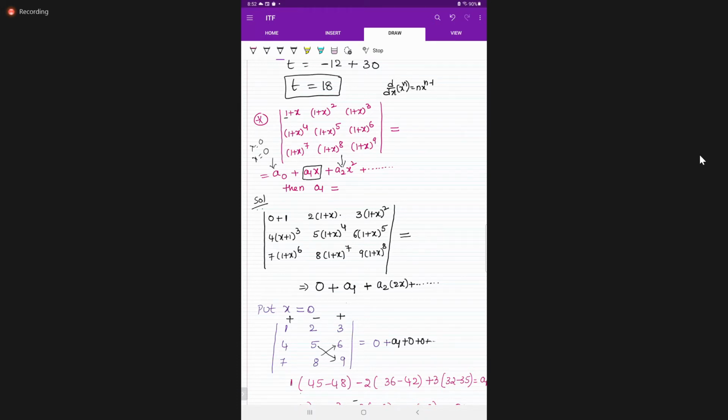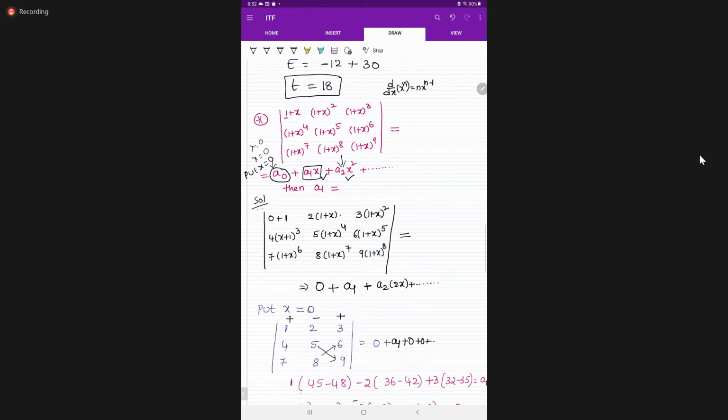Could you repeat, ma? Which one? The same thing which you told now? Yeah. Here in this determinant, we want to find A naught, means directly put x is equal to 0. Then you can get A naught. Why? Because remaining terms, this also 0, this also 0. Then you can get A naught.